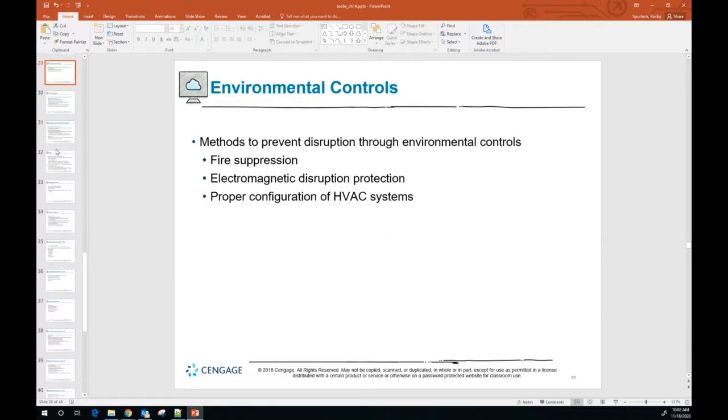We also have environmental controls that we need to look at. These are the methods to prevent disruption through environmental controls that include fire suppression, electromagnetic disruption protections, and also the proper configurations of our HVAC systems.